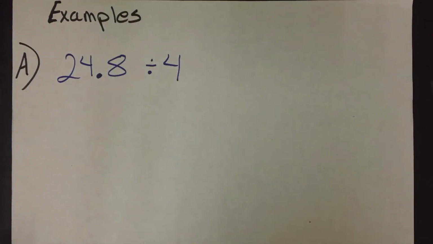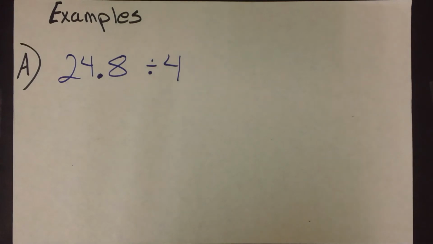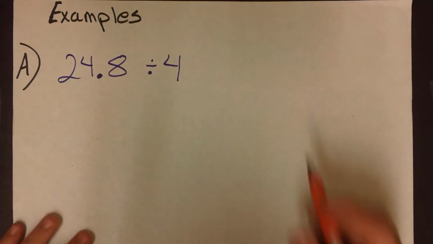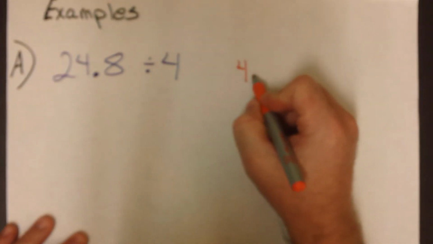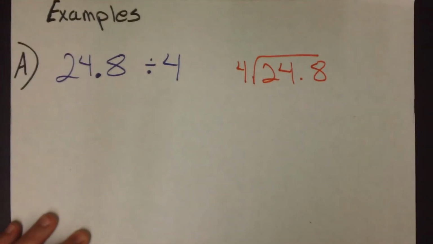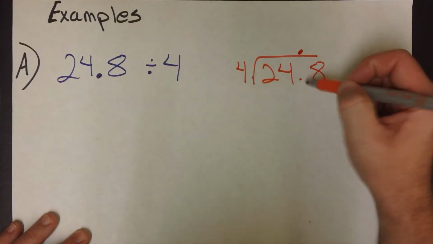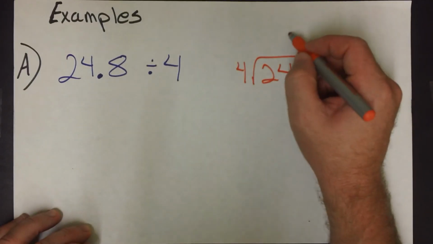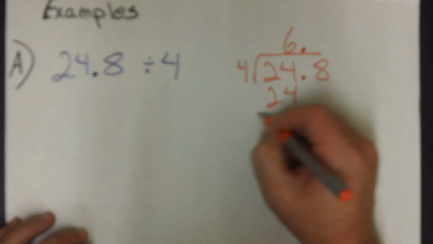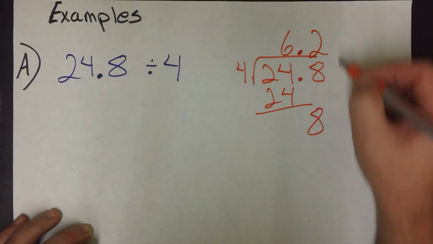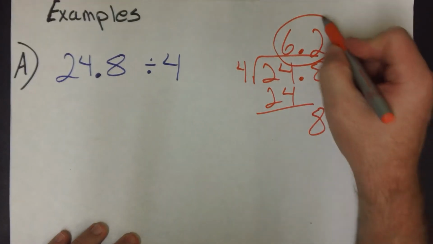In this example, we have 24.8 divided by 4. We're simply dividing 4 into 24.8. Now, we don't have to move a decimal at all for this one, so we can just move this decimal to the top right where it is. 4 goes into 24 6 times. 6 times 4 is 24. There's no remainder. Bring down your 8, and 4 goes into 8 2 times. That's your answer, 6.2.